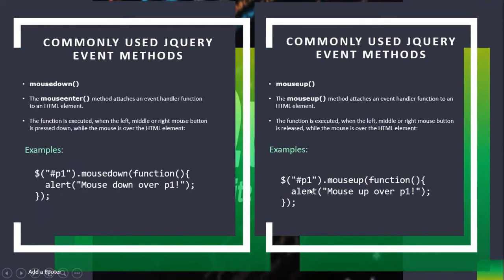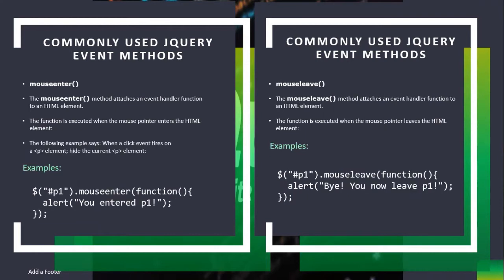The next one is mouse enter. The mouse enter method attaches an event handler function to an HTML element. The function is executed when the mouse pointer enters the HTML element. The following example says that when the event fires on a p element, it hides the p element.